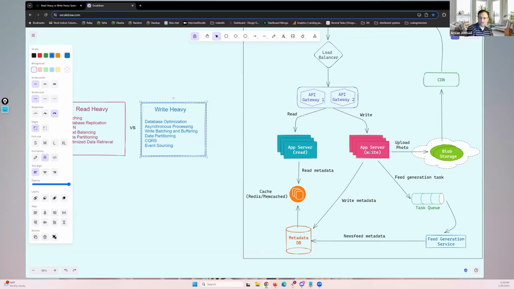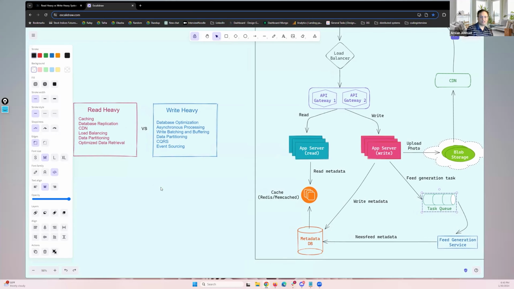If you see the write, when you have uploaded a photo, that photo is pushed to a task queue, and then the feed generation service is working asynchronously. It has a bunch of server or service instances, and they get the data from the queue. But for write heavy systems, definitely asynchronous processing is used.